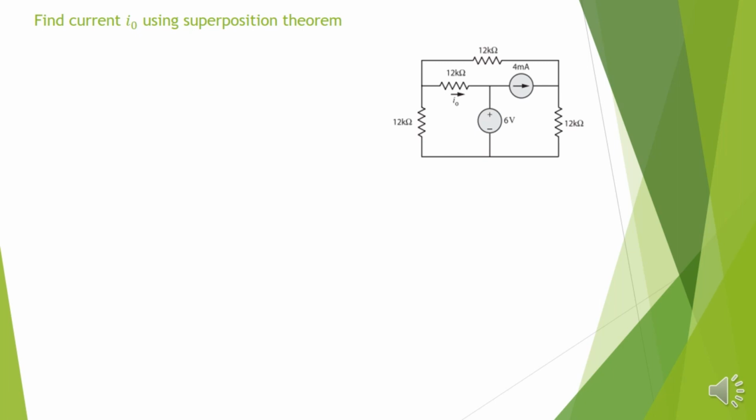So first we will consider when the 6 volt voltage source is acting alone. So what happens to the network? When one source is acting alone, we need to make the other sources 0. So when acting one source, this current source is to be made an open circuit.